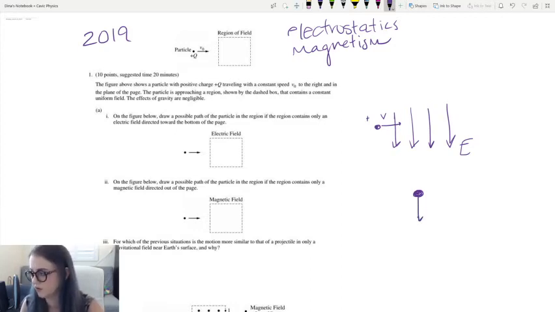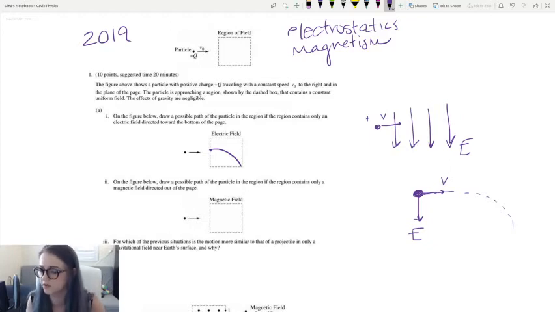So we have a particle whose only force is directed downwards, and its velocity is this way. Not quite a free response question, but I want to compare this to gravity, where the only force is directed down, and our particle makes this path. So our particle is going to make a parabolic path, just like it would for the force of gravity, because our only force is directed downwards. So there we go. In the figure below, draw a possible path if it contained only a magnetic field out of the page.